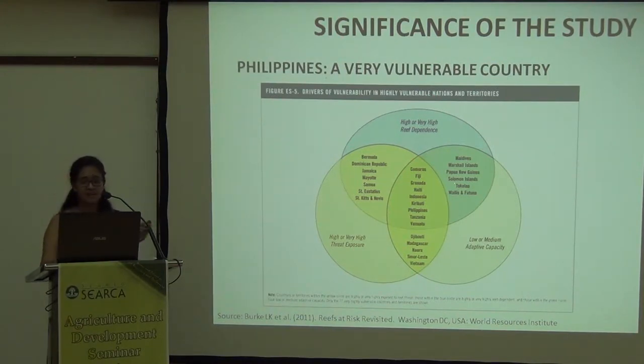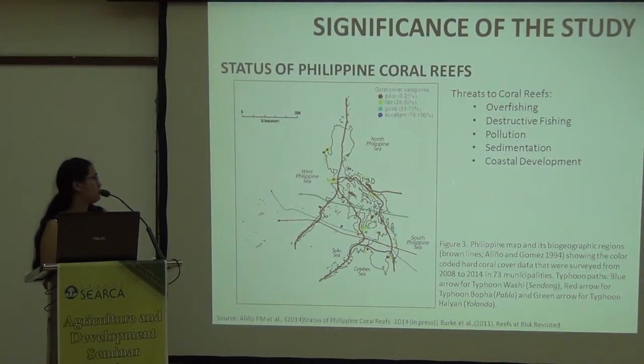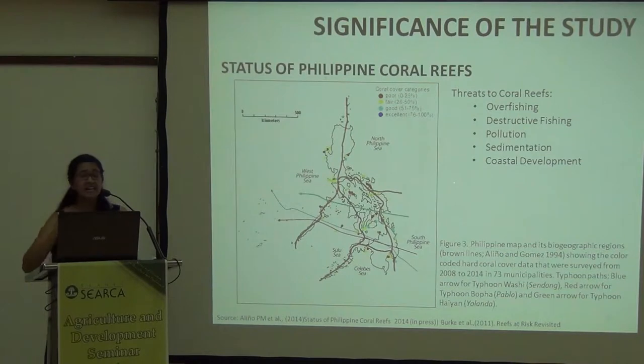And in relation to very high grief dependence, the status of our Philippine coral reefs is, as you can see in this map, mostly poor coral cover in the majority of the sites and just 4% of sites with excellent coral cover, those with 76 to 100%. And lately, this decline in coral cover is attributed mainly to anthropogenic threats, mainly overfishing, destructive fishing, pollution, sedimentation, and coastal development. Not to mention the natural variability, which includes the typhoons, that also affects our coral reefs.